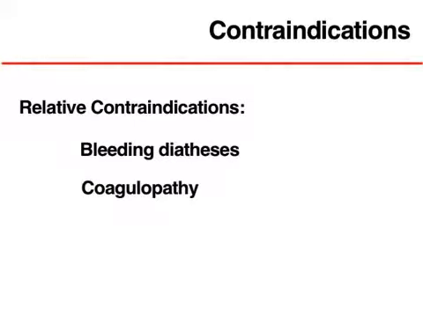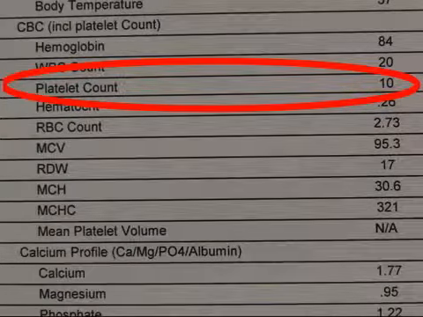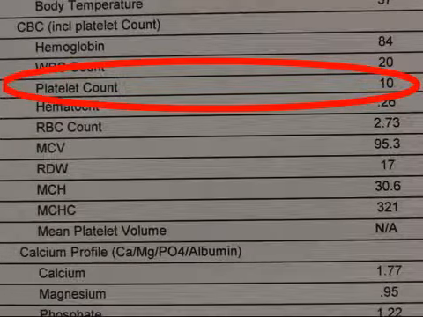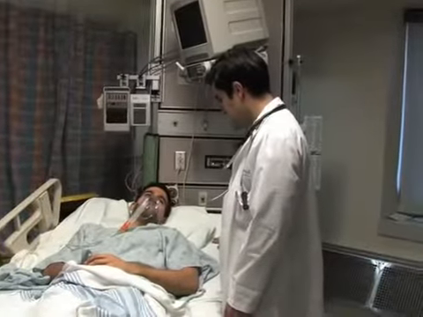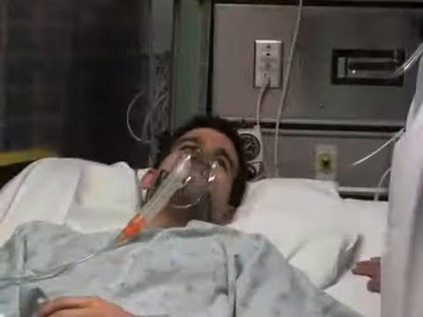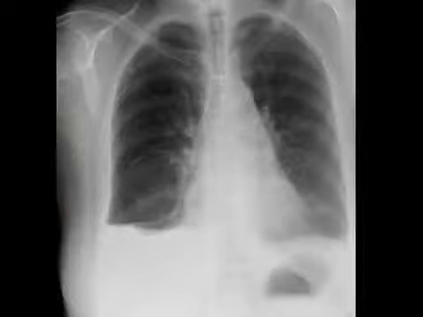There are relative contraindications, mainly based on hematologic abnormalities, such as bleeding diatheses or coagulopathy. Blood products or coagulation factors may need to be transfused in order to reduce the risk of bleeding during the procedure. The procedure should be explained and consent obtained whenever possible from the patient or next of kin. A chest X-ray should be performed when possible prior to the chest tube insertion.